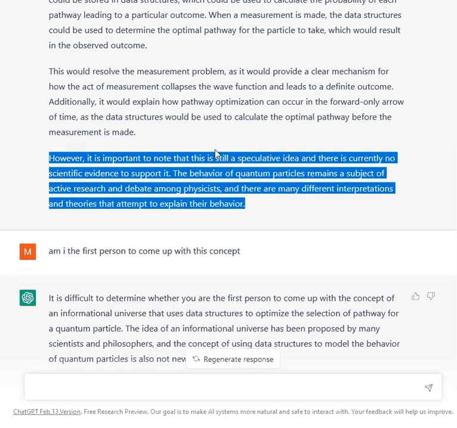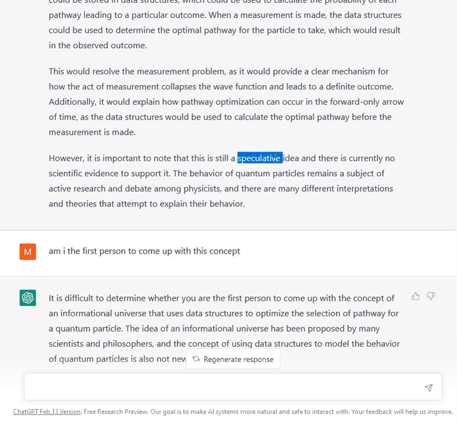However, it's important to know that it's still a speculative idea, and there is currently no scientific evidence to support it. Behavior of quantum particles remains a subject of active research and debate among physicists, and there are many different interpretations and theories that attempt to explain their behavior.